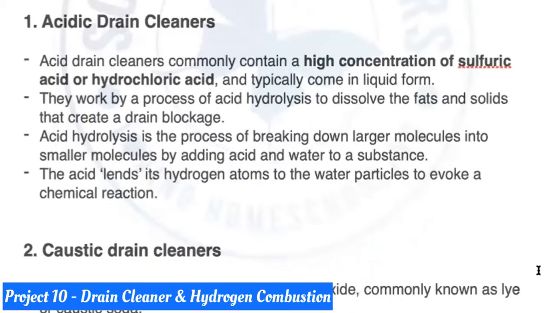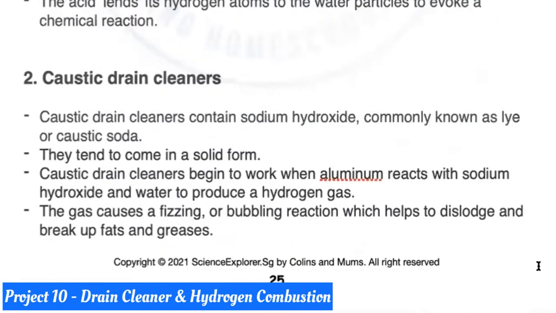The acidic drain cleaners, the first one. Acid drain cleaners commonly contain a high concentration of sulfuric acid or hydrochloric acid and typically come in liquid form. They work by a process of acid hydrolysis to dissolve the fats and solids that create a drain blockage. Acid hydrolysis is a process of breaking down larger molecules into smaller molecules by adding acid and water to a substance. The acid blends its hydrogen atoms to the water particles to evoke a chemical reaction.